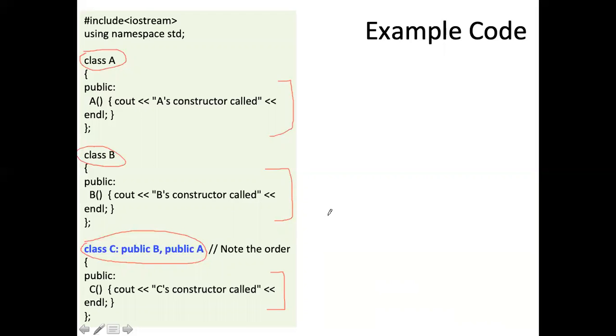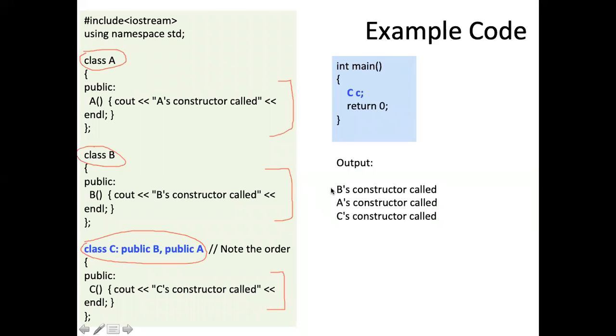Okay, so in the main program, let's say if I declare an instance of class C, so how would this work? This would obviously, first the constructor for B will be called, followed by the constructor for A, followed by the constructor for C. This is how this would actually be done. And if you change the sequence, obviously अगर मैं public A और public B कर देता हूँ, then the constructor for A will be called, followed by the constructor for B.